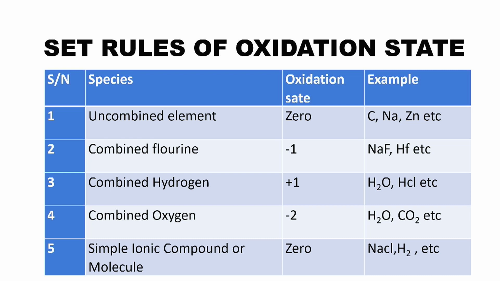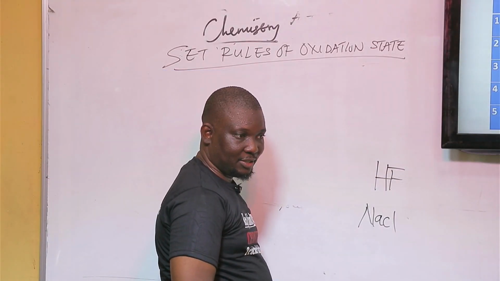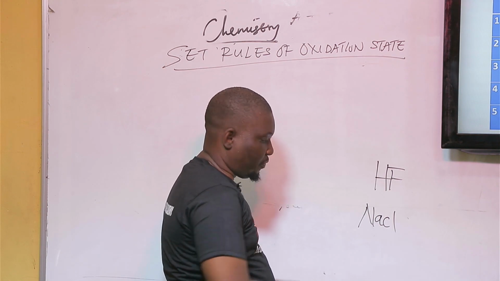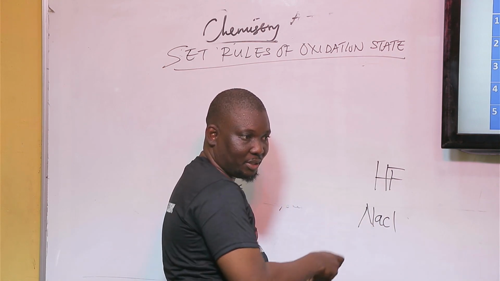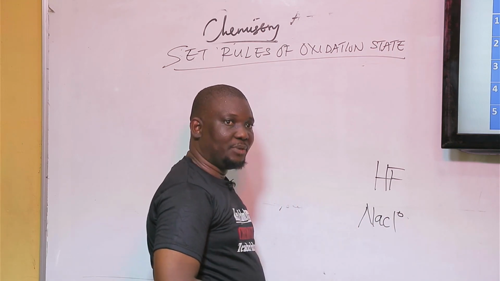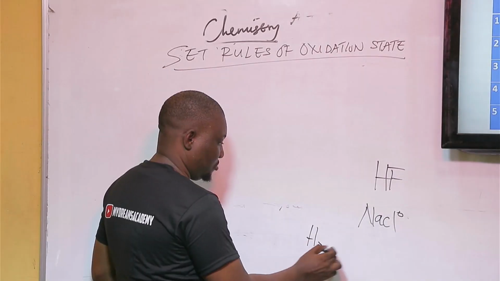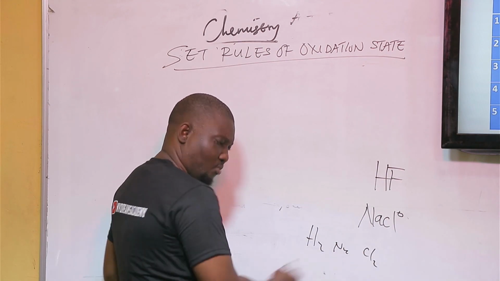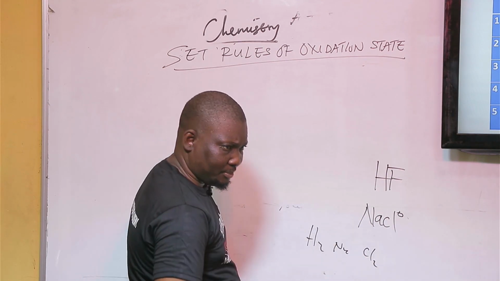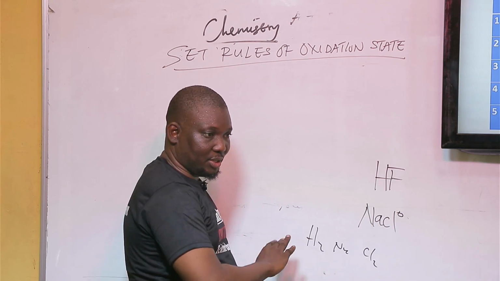And then for simple ionic compounds, for example sodium chloride, sodium oxide, the sum of the oxidation numbers of all the atoms of elements in the compound is equal to what? 0. And for molecules like diatomic, triatomic and polyatomic molecules, like the diatomic molecules H2, N2, Cl2, what do you think will be the oxidation state? 0. Because they are in their molecular state, so it is also 0.